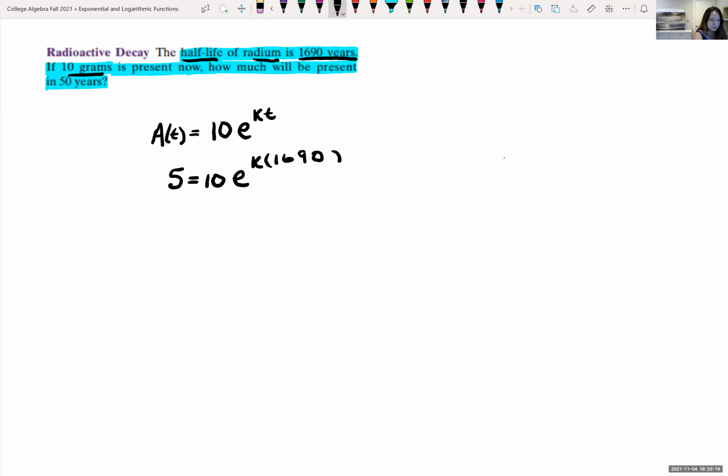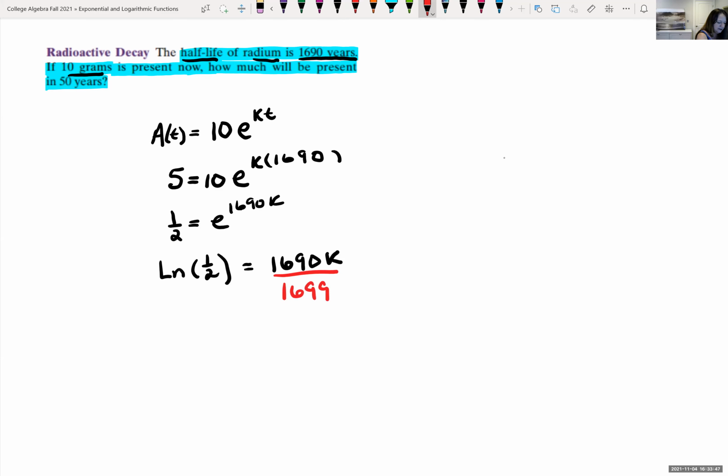So let's divide both sides by 10 and we get 1/2 equals e to the 1,690k. Take the natural log of both sides. So natural log of 1/2 equals the natural log of e raised to that 1,690k power, which is just our exponent. So I'm just going to write that for now. Divide both sides by 1,690, and that's what we're going to get as our k value.